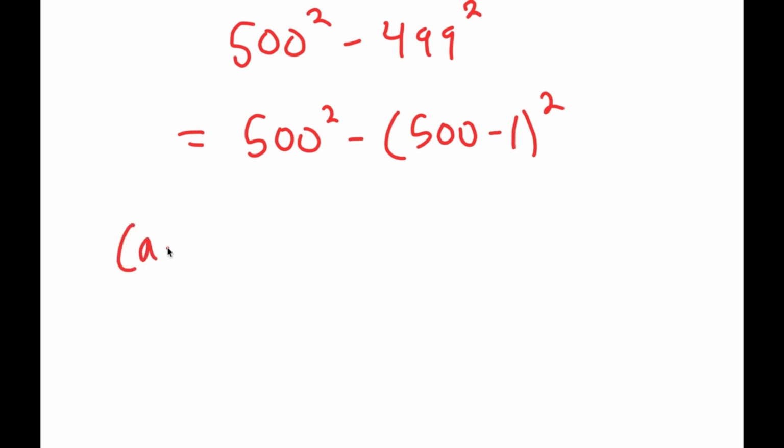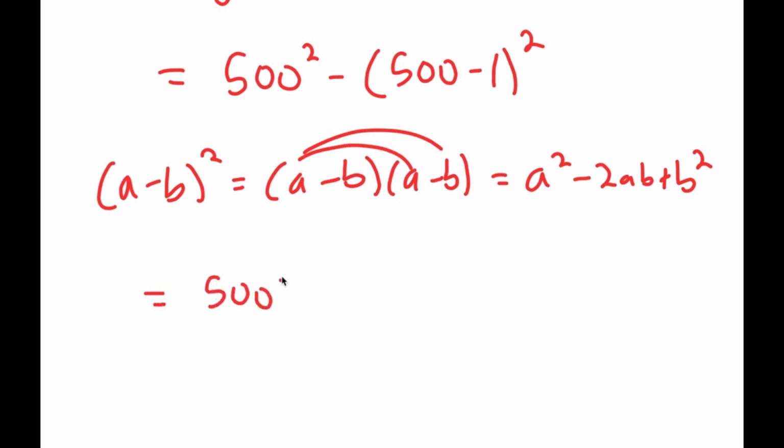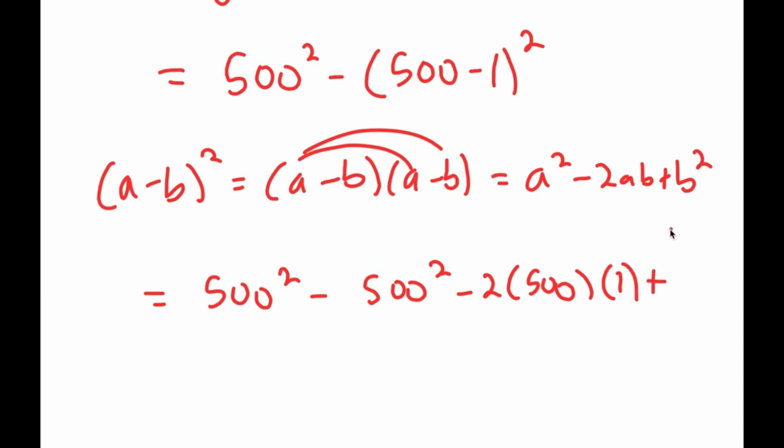Now, if I have something in the form a minus b squared, this is equal to a minus b times a minus b, which is equal to, if I factor this out, a squared minus 2ab plus b squared. So this is going to turn into 500 squared minus 2 times 500 times 1 plus b squared, which is 1 squared. So these two cancel out.